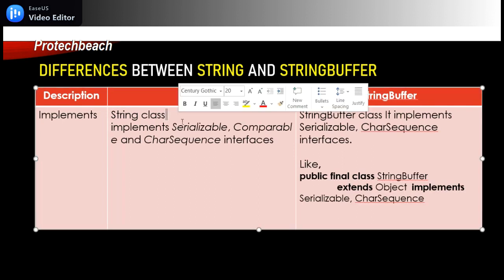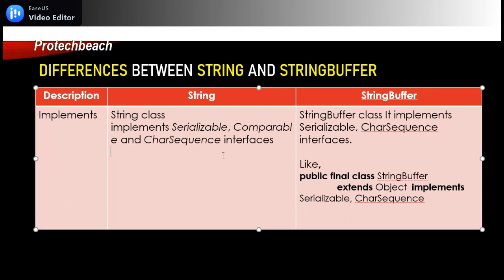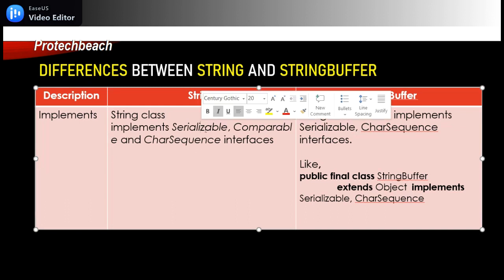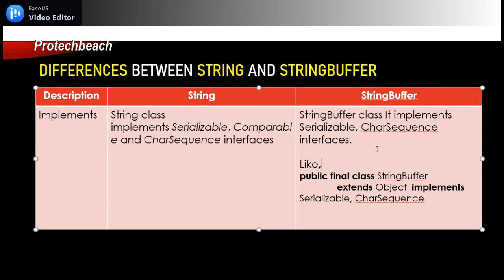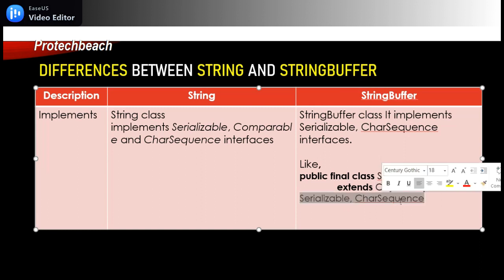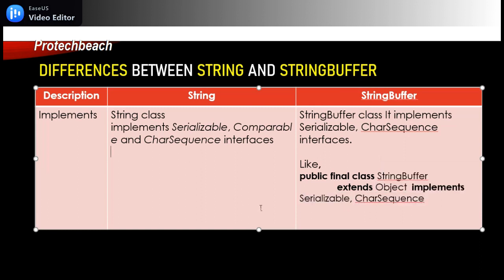So implements. String is the class which implements some interfaces like Serializable, Comparable and CharSequence. But in case of string buffer, it implements the Serializable and CharSequence interfaces. For example, see how they have defined it. They have created the StringBuffer class. It extends the Object class of Java and also implements these two interfaces. Similarly here also, String is the class which extends Object and implements these interfaces.